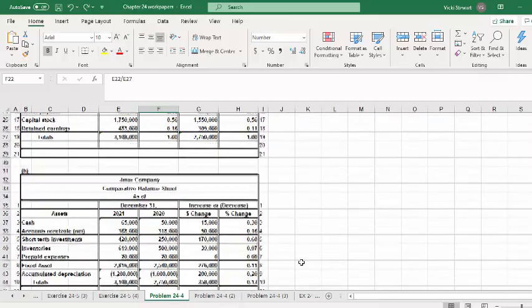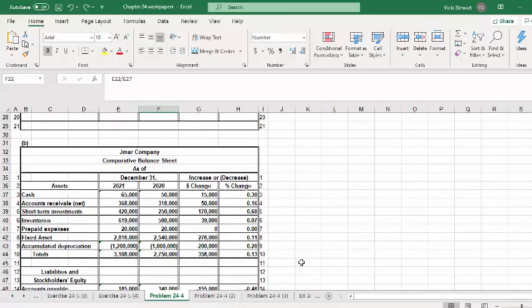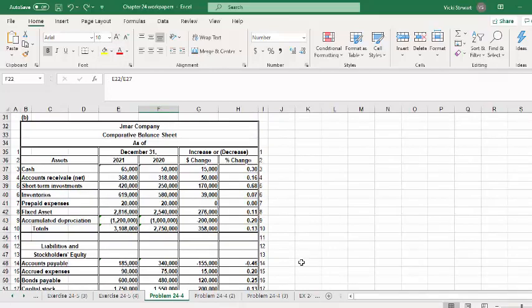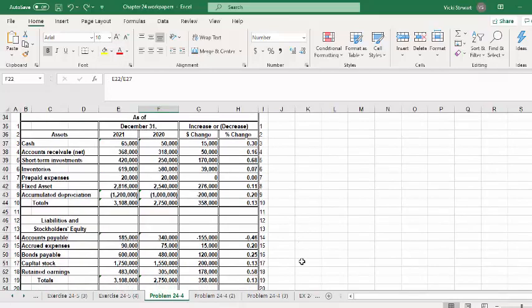So in the bottom, I have prepared comparative balance sheet information, and we're going to be using what is termed horizontal analysis. To do horizontal analysis, you first have to calculate what is the increase or decrease in that account, the dollar amount. So for instance, cash increased by $15,000 from 2020 to 2021.